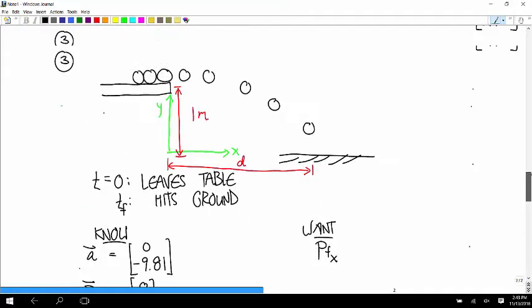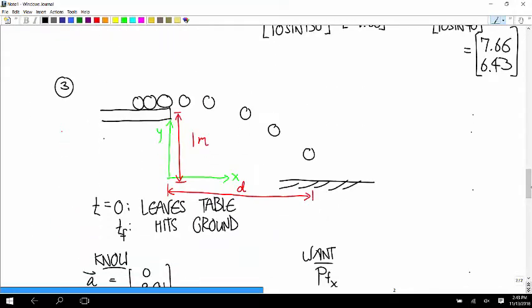The initial position, so it's a two-dimensional problem. And so it's an initial position vector. The x component is 0. The y component is 1.